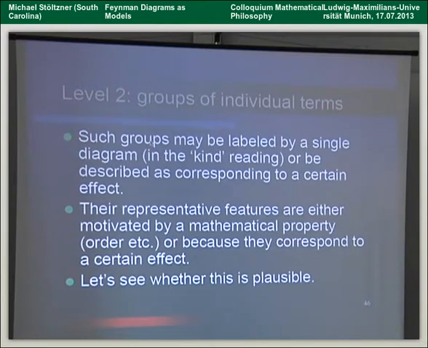So what I'm interested in is these groups of individual terms, and such groups may be labeled by a single diagram as we had in the detectors, or they are described by certain effects. And their representative features are either motivated by a mathematical property, yeah, we go up to a certain order, or a certain effect. What does this mean? Well, they would say vacuum polarization and all such things. But here I want to show you that experimentalists are really talking in terms of such effects.